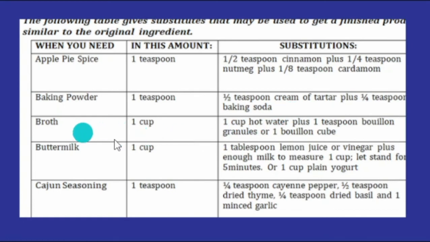Now what if you need 1 cup of broth or soup? Broth is used for soup and other cooking recipes. If you need 1 cup of broth, you can use 1 cup of hot water plus 1 teaspoon bouillon granules or 1 bouillon cube. Bouillon cubes such as Knorr chicken cube, beef cubes, pork cubes are examples of bouillon cube.